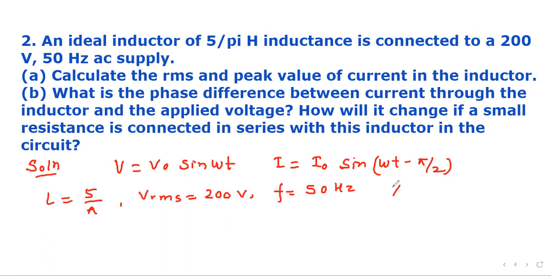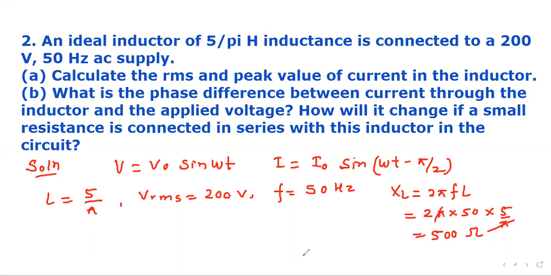Now we can find inductive reactance XL equal to 2 pi FL. We put the values: 2 into pi into F, frequency 50, and inductance is 5 upon pi. So pi will cancel out, and this will become 500 ohm. So we have got the value of inductive reactance.